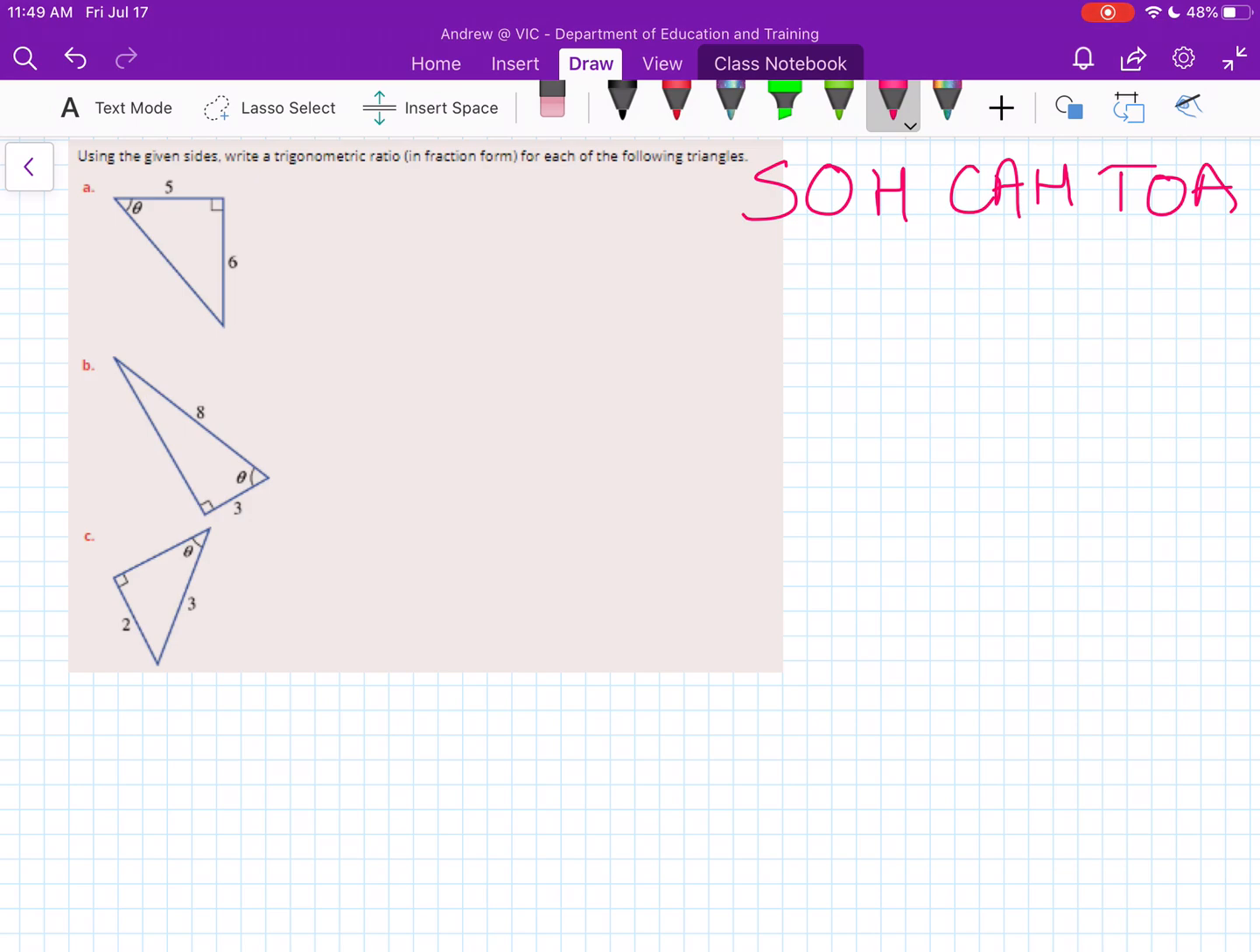Whenever you get trigonometric ratios, just remember SOHCAHTOA. This here is sine: opposite and hypotenuse. So if you have the opposite and hypotenuse sides, you use sine. If you have the adjacent and hypotenuse, you use cos. And if you have the opposite and adjacent, you use tan.